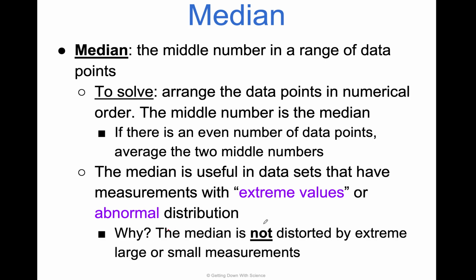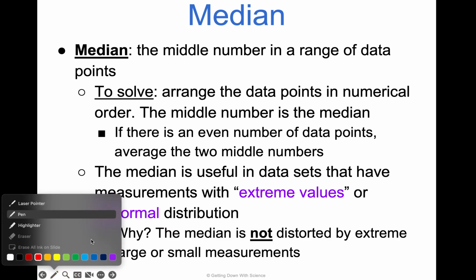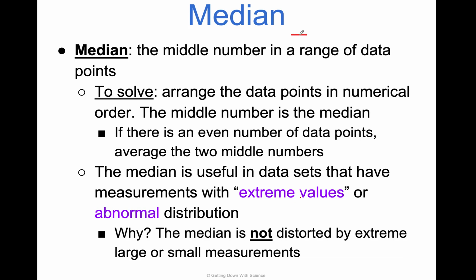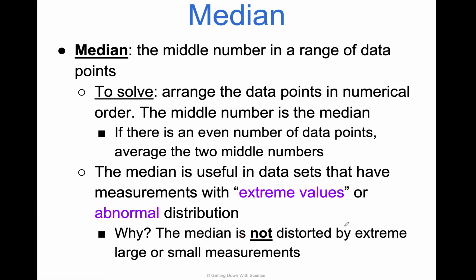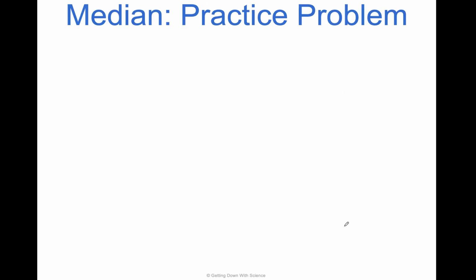So why do we do this? The median is not distorted by extreme or large or small values, right? So even if we have these extreme data points on either side, if we could figure out the median, it's not going to be affected by those extreme values. So that's one of the reasons why we use this as one of our central tendencies. Pause here to take notes.